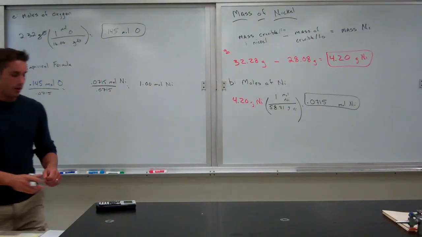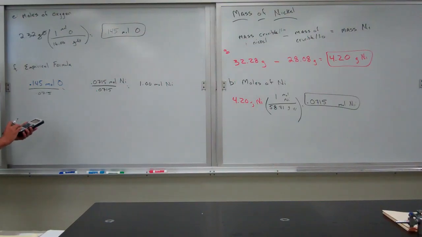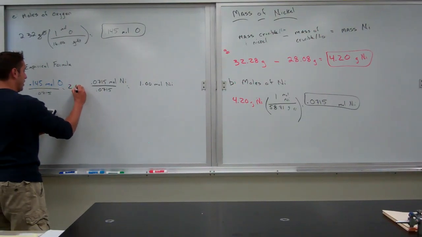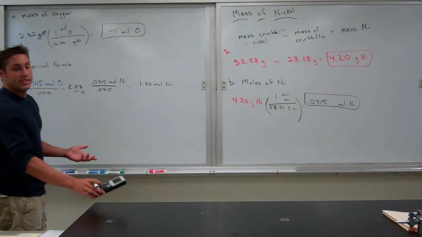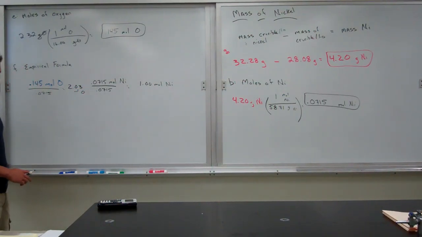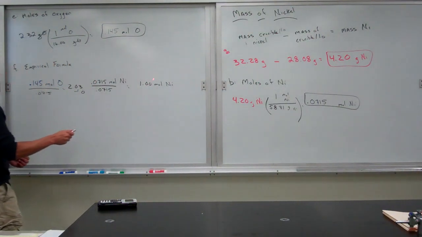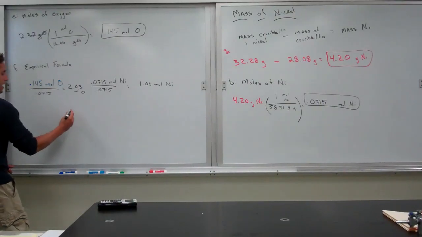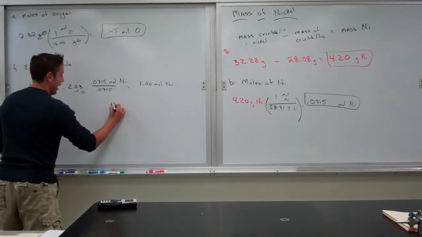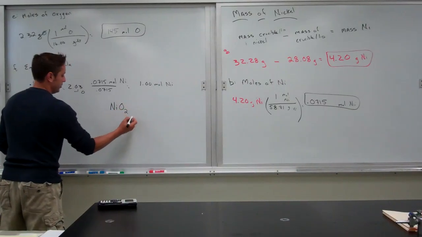Here, 0.145 divided by 0.0715. That is 2.027 with 3 sig figs is 2.03 mole of O. Then you would say, are these close enough to whole numbers to write ourselves a formula? And the answer is yes. 1.00 is very close to 1. 2.03 is very close to 2. So my empirical formula would be NiO2.